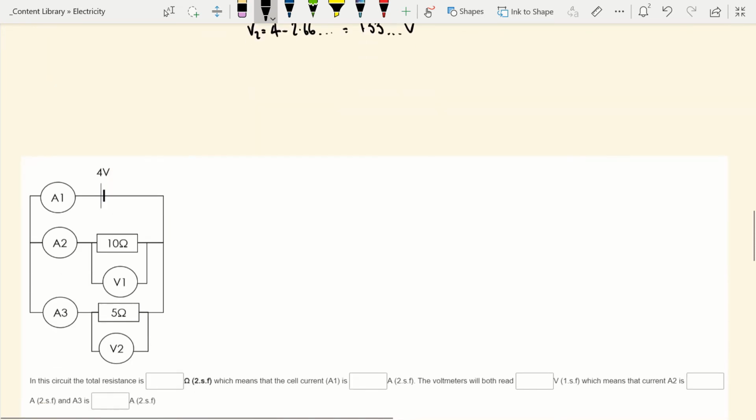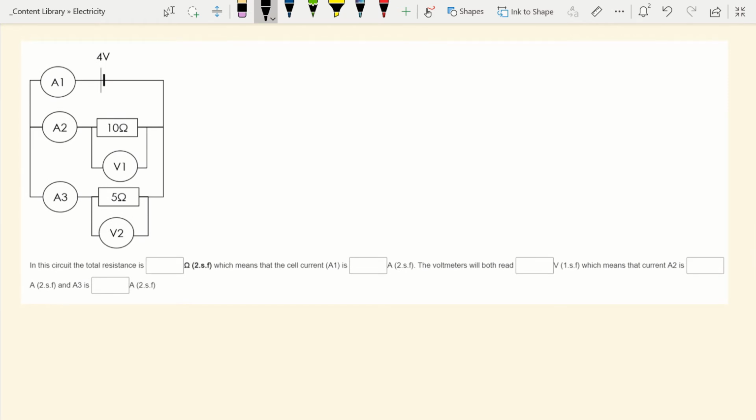Let's have a look at a parallel one as well. A number of people got this one wrong because they didn't use their parallel resistance combination rule. So the first important thing is to remember what that is. To get 1 over the total resistance, we need to do the sum of the reciprocals. So that's going to be 1 over 10 plus 1 over 5. I'm going to write them both over 10, so that gives you 3 over 10.